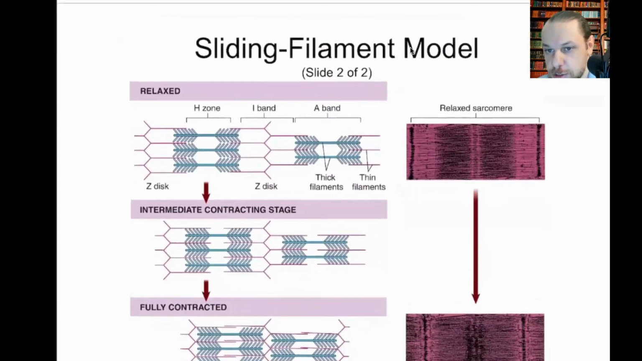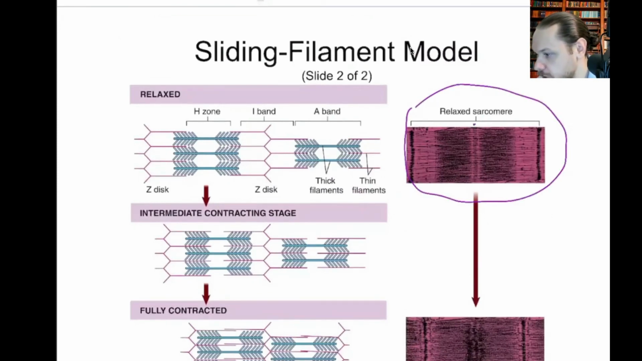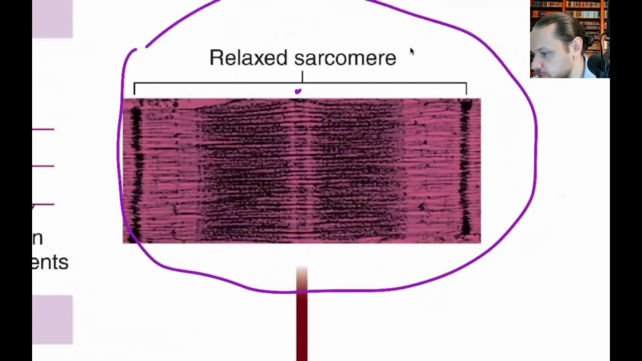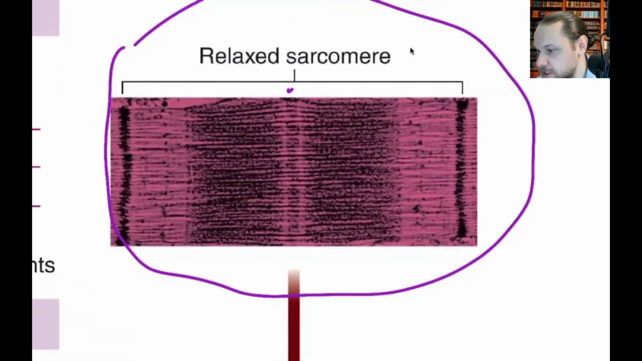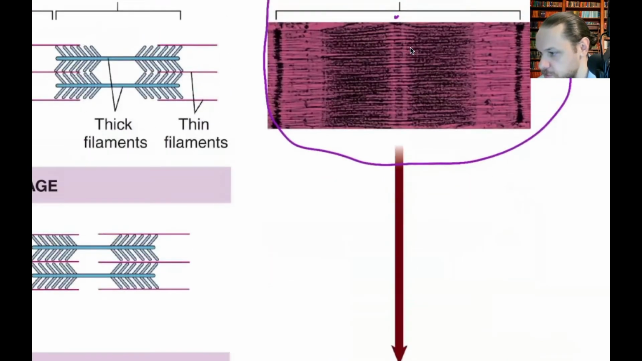Here we see the actual microscope pictures. We see the relaxed state, and this is the middle portion of it. And here we see when it's contracted. In the relaxed state, we see the thick and thin filaments. Once it contracts, you see how they are all brought towards the middle of each other. This is done by the sliding filament model. This is the contracted sarcomere, and this is the relaxed sarcomere.